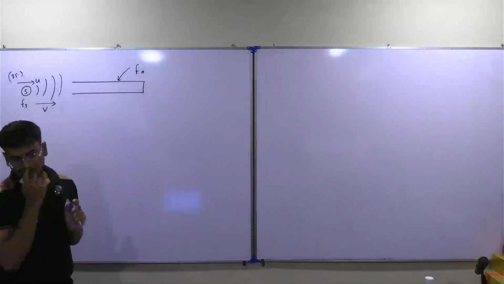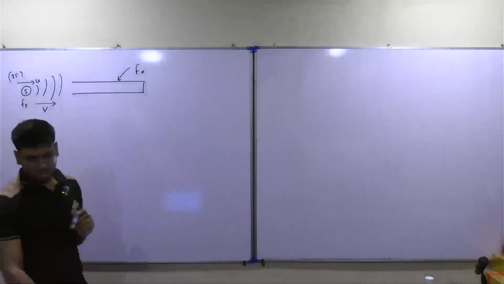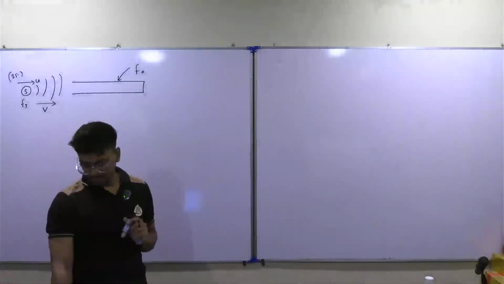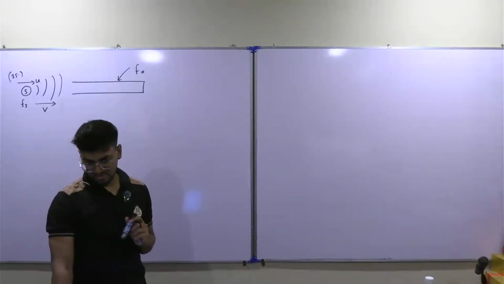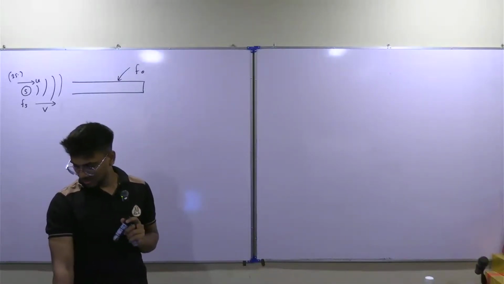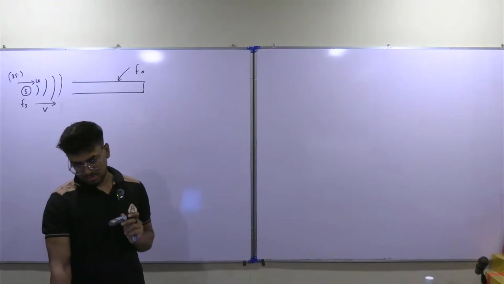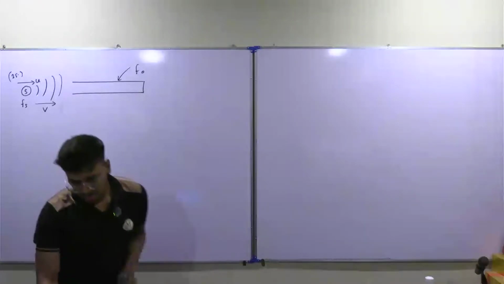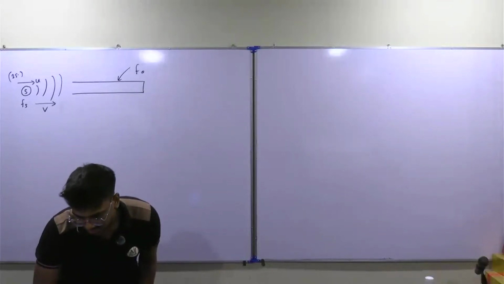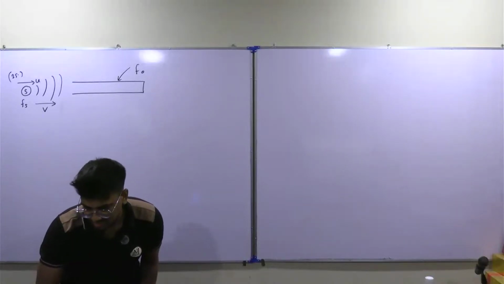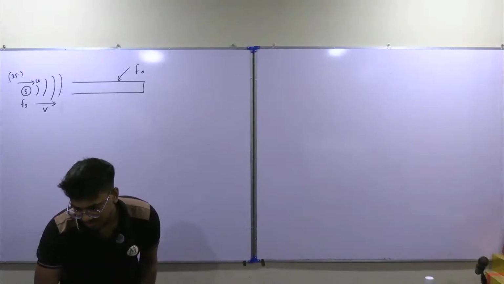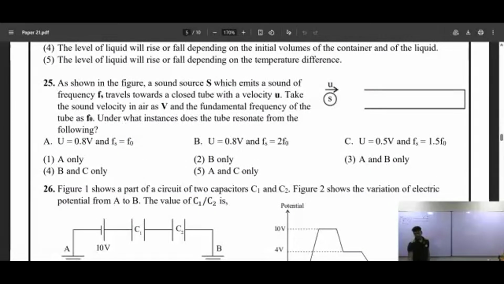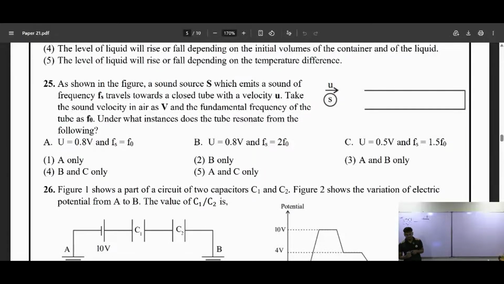The question is asking, under what instances does the tube resonate from the following? Let me again share the screen. There are three conditions. We need to find under which condition the tube resonates.